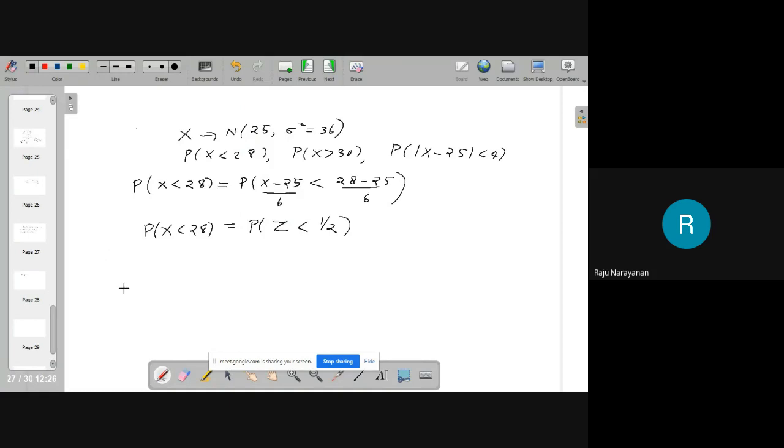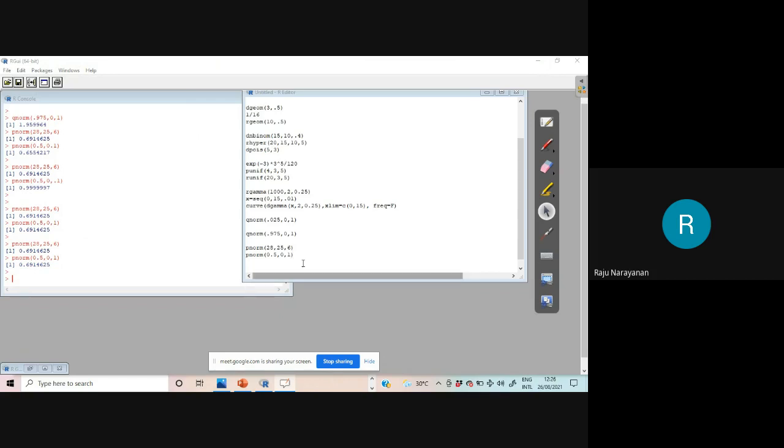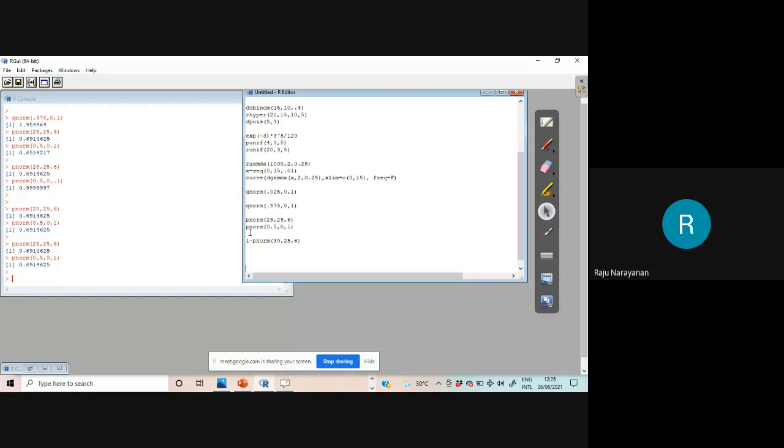Probability of x greater than 30, you have to use the complementary probability. That is why I gave that example. Probability of x greater than 30 is 1 minus probability of x less than or equal to 30. Therefore, here you have to use 1 minus pnorm(30, 25, 6). Here you remember that you have to give sigma, not variance. 0.202384.